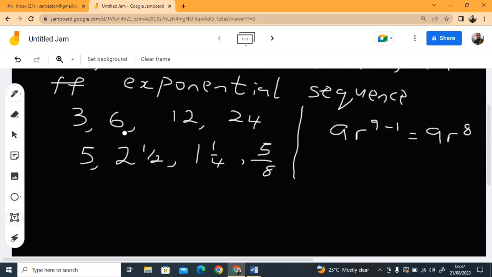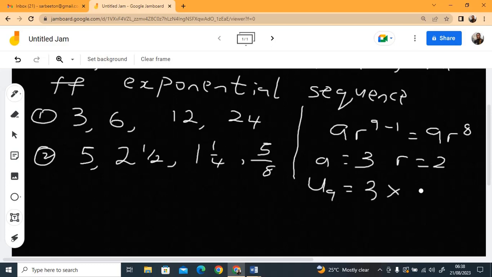So how do you solve this? First, the common ratio. For the first one, this is number 1 and this is number 2. Your A is 3, the first number. For the common ratio, you divide this by this: 6 divided by 3 gives me 2. So using the formula, my U9, the ninth term, will be 3 times 2 raised to power 8.